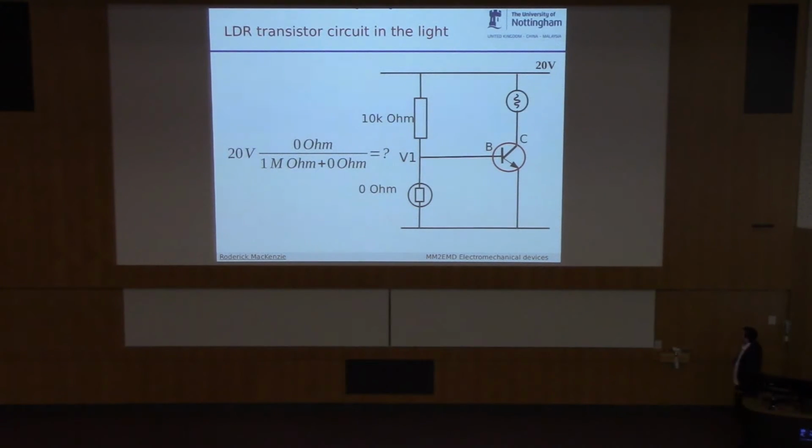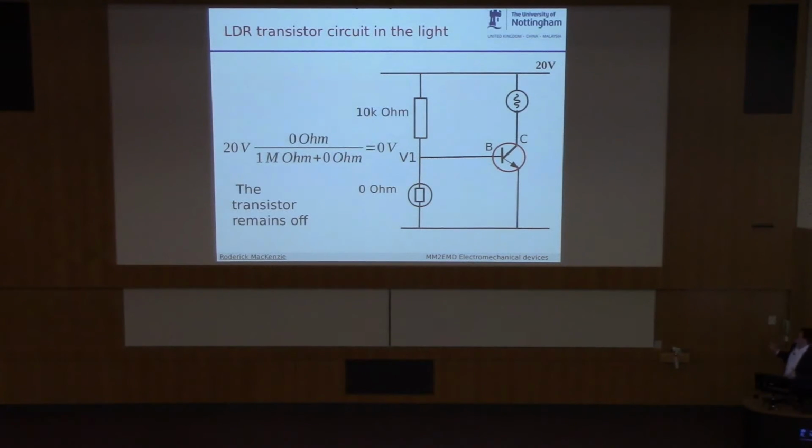So we've got 10K, so we've got another potential divider circuit. So this time we've got 0 ohms. I've just called it 0 to make the maths easy. 0 ohms for our LDR sensor, divided by a megaohm plus 0 ohms. So we've got 20 over a million. So that's going to be a very, very small value. So V1 is basically going to be 0. And the transistor turns off and our light's off. So our light only goes on in the dark. That's quite handy. And I'm going to show you the problem with this circuit.